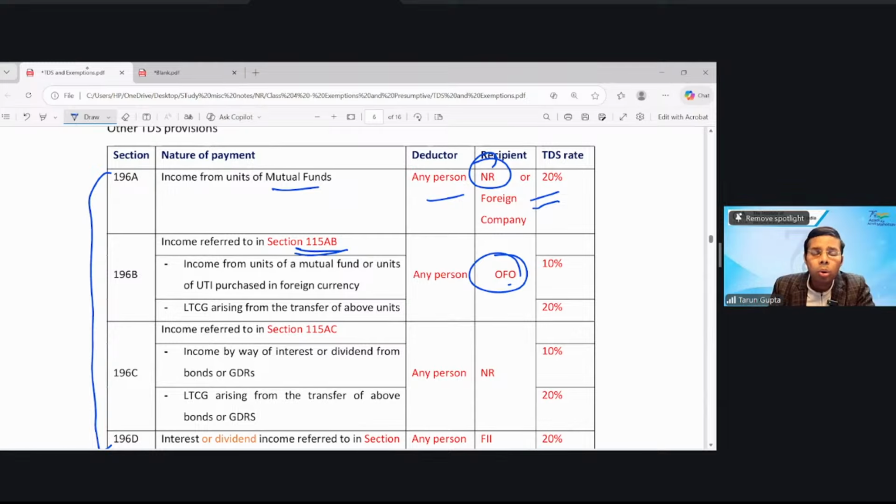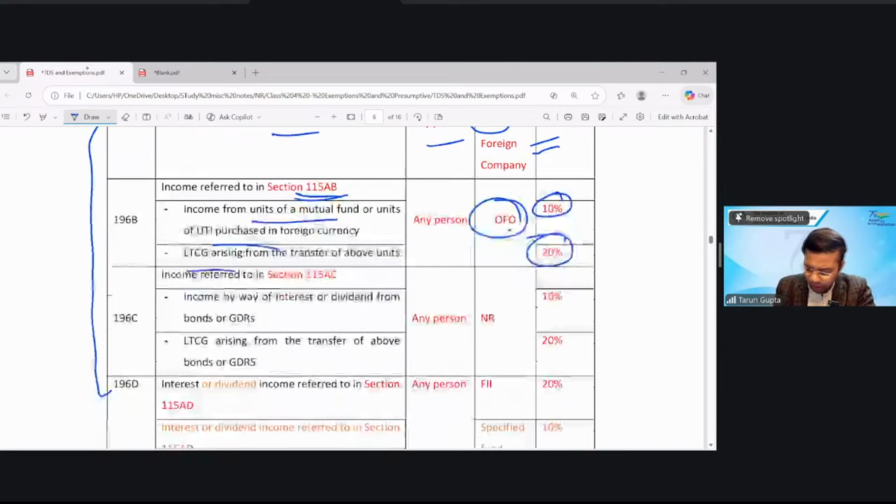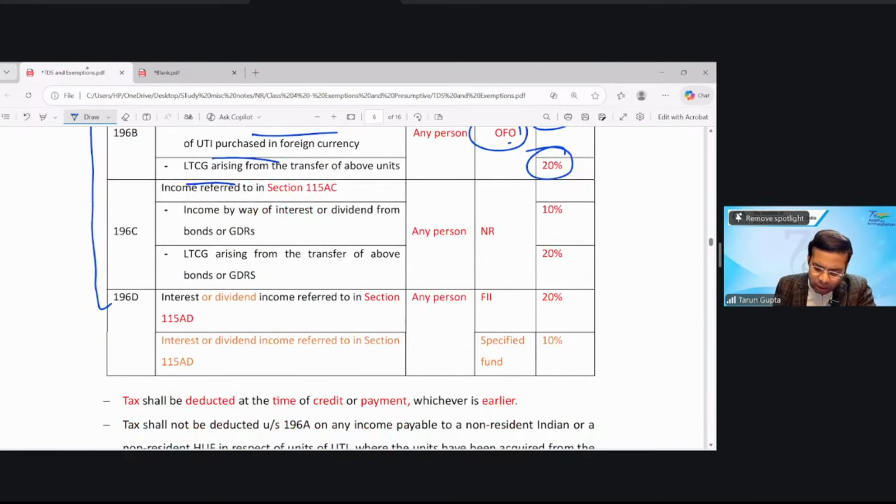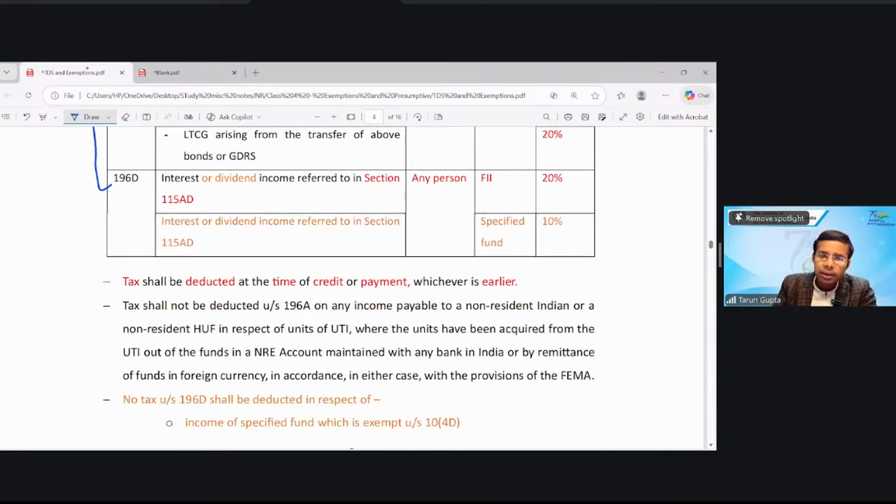115AB includes two types of income: income from units of mutual fund or UTI purchased in foreign currency, and LTCG. This income is taxable at 10% and LTCG at the rate of 20%. Similar is provided for the TDS under 196B. Then 196C, which is applicable in respect of income referred to in 115AC, and 196D, which is applicable in respect of income referred to in 115AD. Okay.